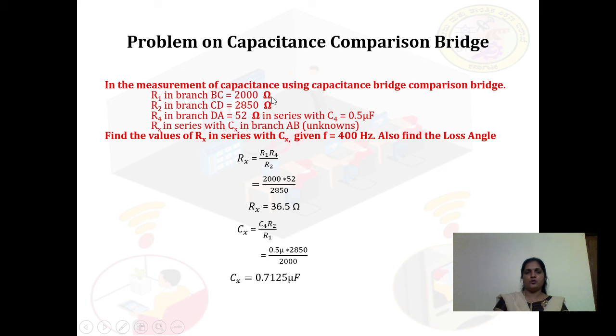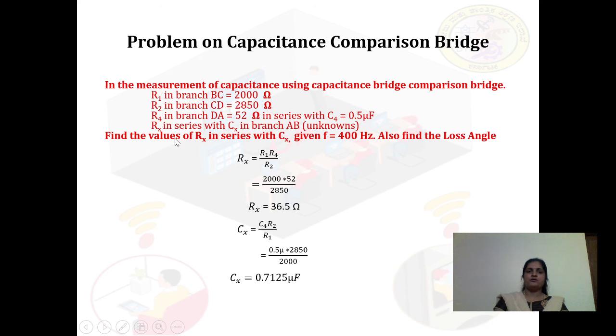One more similar problem is the measurement of capacitance, with R1 in branch BC equal to 2 kilo ohm, and R2 in branch CD equal to 2850 ohm. Similarly, R4 in branch DA is equal to 52 ohm, which is in series with the capacitor C4 of 0.5 microfarad. Now we need to measure the other branch, that is Rx in series with Cx in branch AB, which acts as the unknown capacitance.